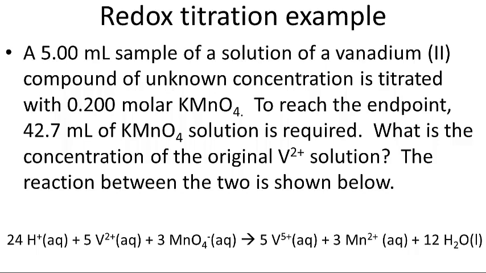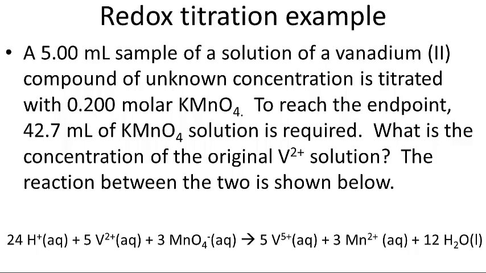So here's a redox example. Sometimes redox reactions result in a color change once your reactant's all used up. And so you can do titrations involving redox. A 5 milliliter sample of a solution of vanadium-2 compound of unknown concentration is titrated with 0.2 molar KMnO4. To reach the endpoint, 42.7 milliliters of KMnO4 solution is required. What is the concentration of the original V2 plus solution? The reaction between the two is shown below.